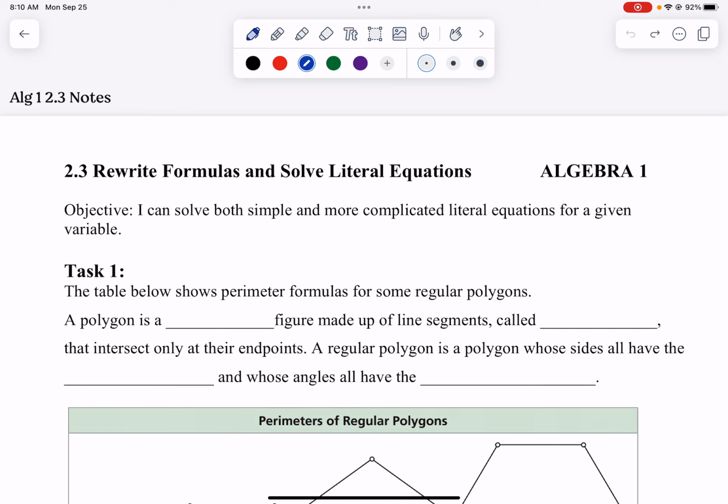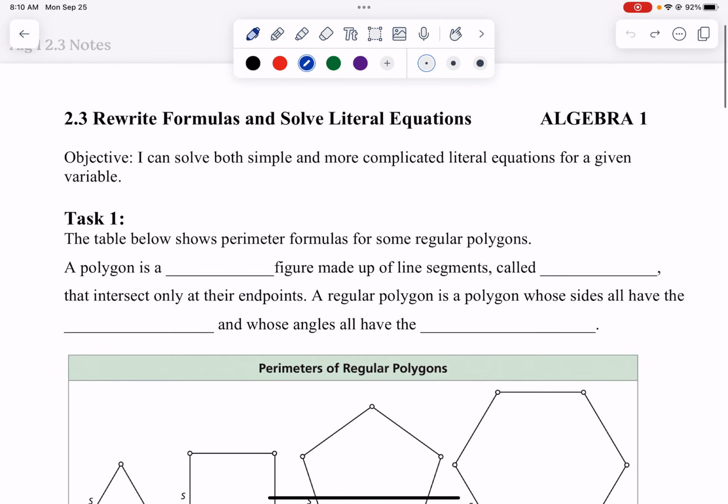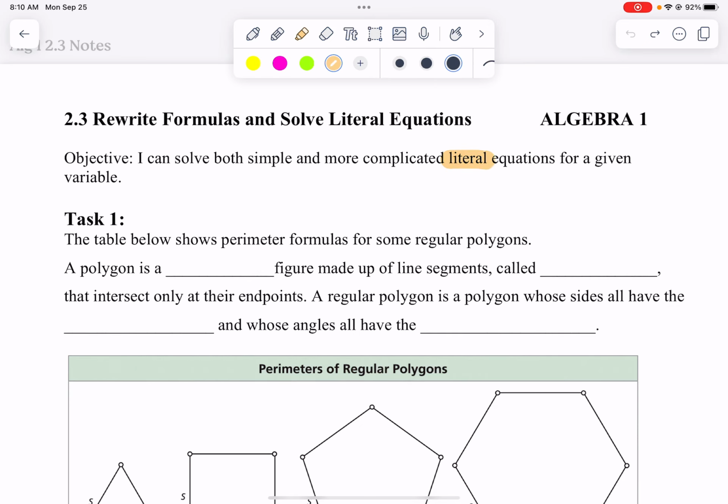Section 2.3, we're going to rewrite formulas and solve literal equations. So our I can statement: I can solve both simple and more complicated literal equations for a given variable. First, we're going to have to come up with what the word literal means. We'll get to that in a minute. First, we're going to look at just solving some equations.